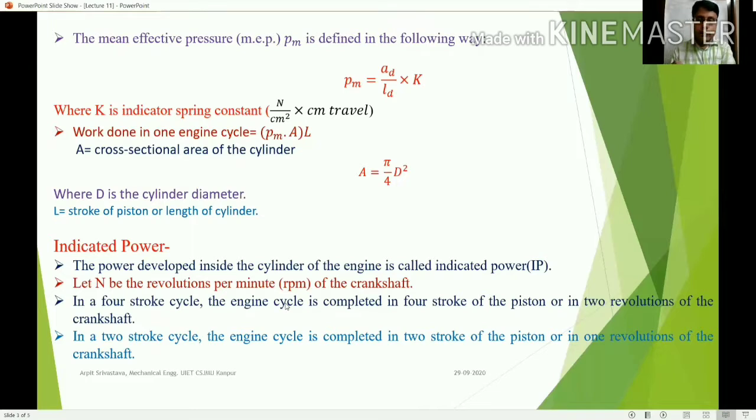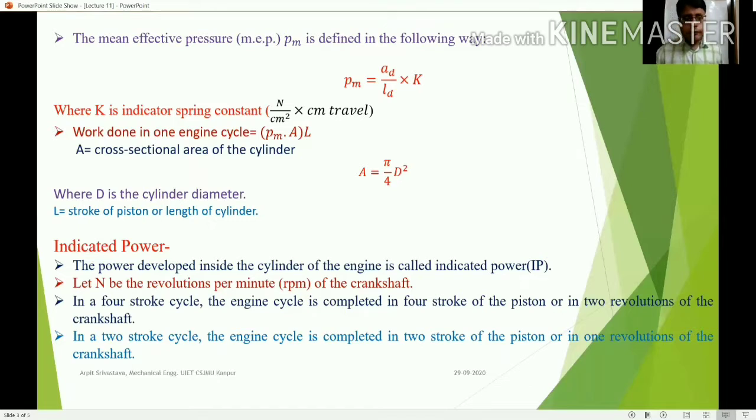If we look at examples of 4-stroke and 2-stroke cycle engines, you can see the Bajaj Chetak and other old-time scooters. Those are examples of 2-stroke engines. And nowadays we are using motorcycles or Activa, 3G, 4G. These are all examples of 4-stroke engines, that is, SI engines, spark ignition engines.